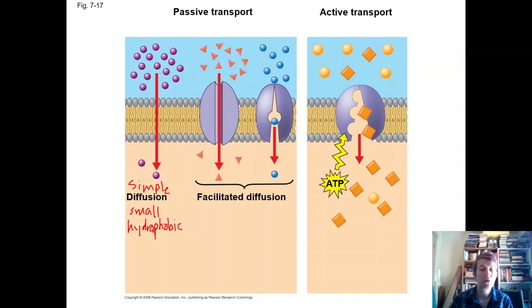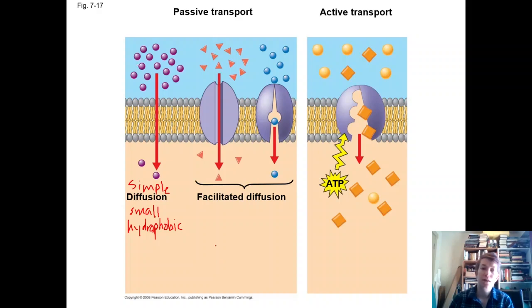So small hydrophobic things can do simple diffusion, which is where they're moving from their area of high to low concentration, and they're going straight through the cell membrane. Some examples of small hydrophobic molecules would be things like O2 or N2, things that have two of the same element, or things that just have a lot of C and H, like CH4. We said CO2 was a nonpolar molecule. Also lipids, like your steroids or your fats, those can go straight through.